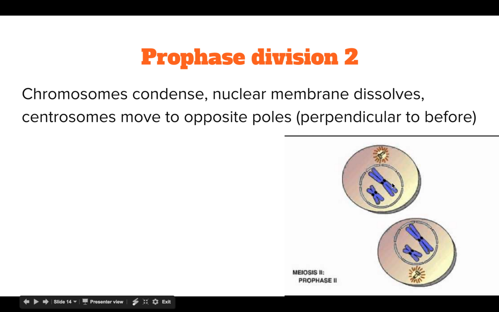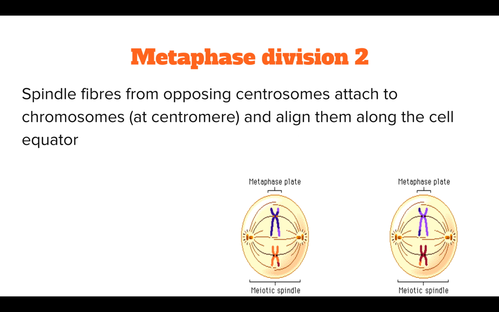Nuclear membrane dissolves, and then, as mentioned before, now we're going to go to metaphase division 2, or metaphase 2. Now here, spindle fibers from opposing centrosomes attach to chromosomes at the centromere like usual, and align them along the cell equator, or the middle of the cell. That's just a fancy way of saying the middle of the cell, like always. This time they're just in a different axis.